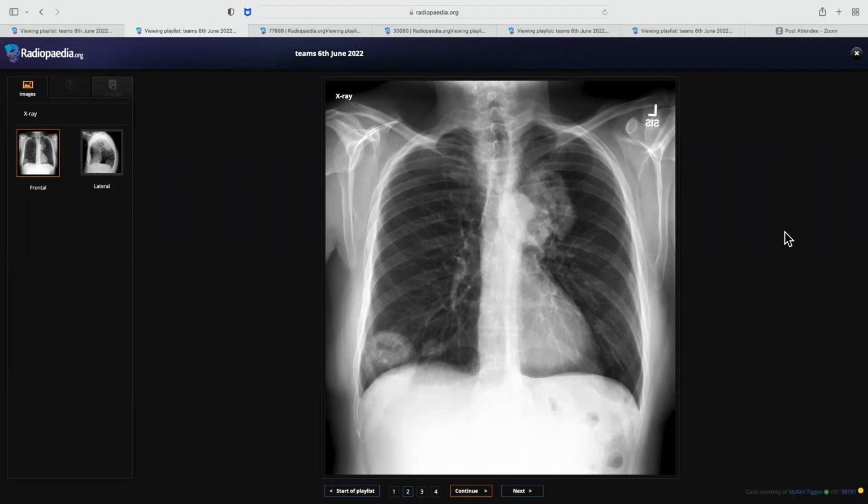Okay, so there are two opacities in the right lower lung zone. One of them is larger and showing central areas of lucency suggestive of breaking down, and there is another smaller area quite medially.